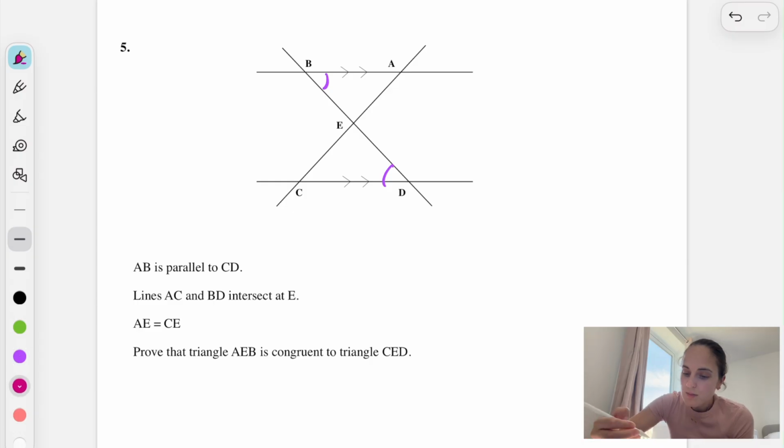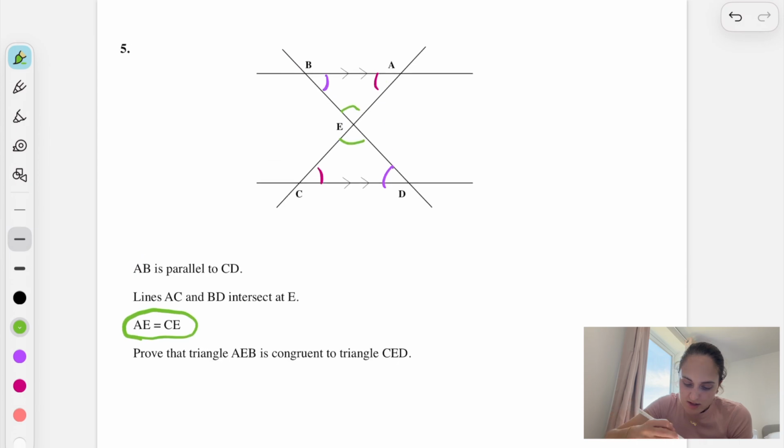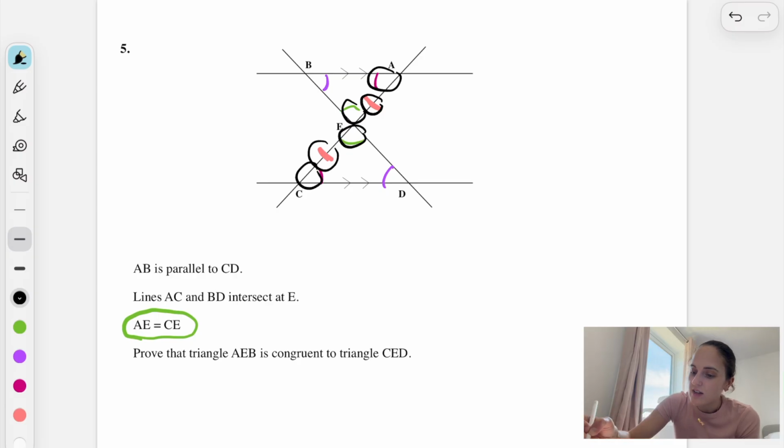I can also similarly say that this angle is the same as this angle. If I wanted to, I could say that these two angles are the same because they're vertically opposite. So I've got a few angles that I know are the same straight away. It also says that AE is equal to CE. So that tells us that AE, which is this side, is equal to CE, which is this side. So now I can see that the two triangles are congruent because I have angle, side, angle, because we have these two angles and this side that are the same.